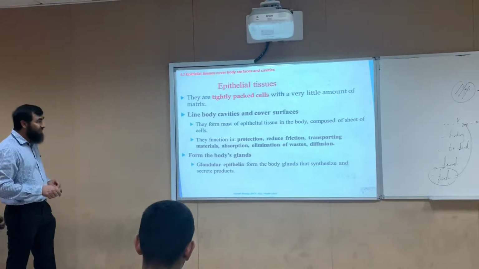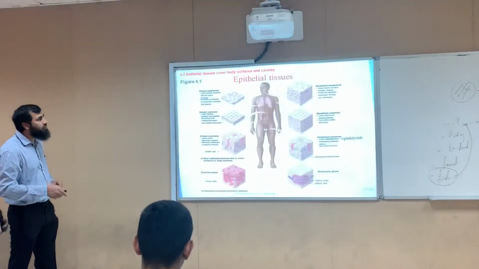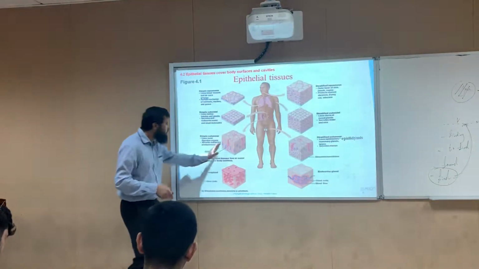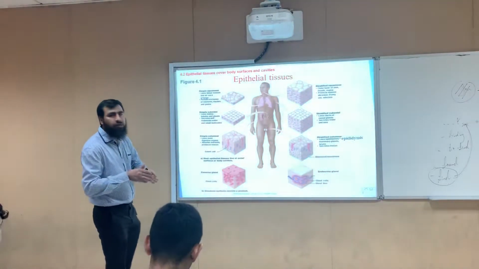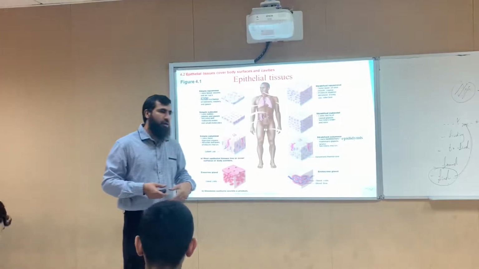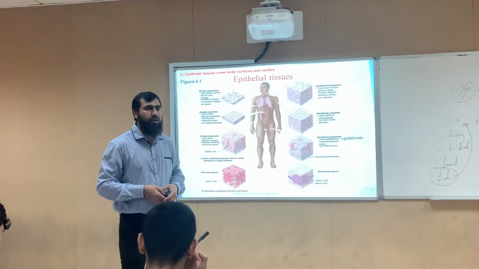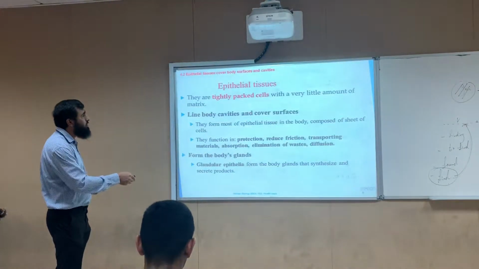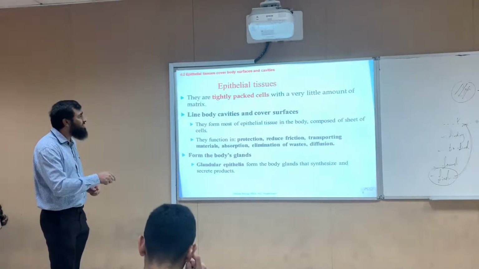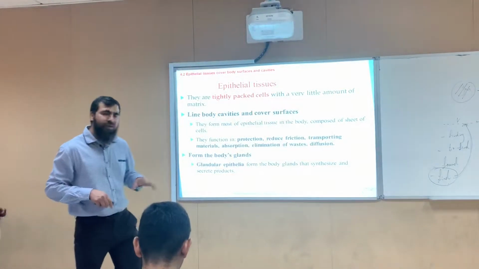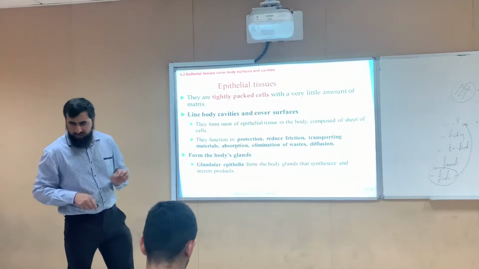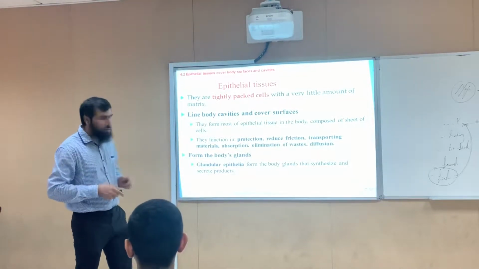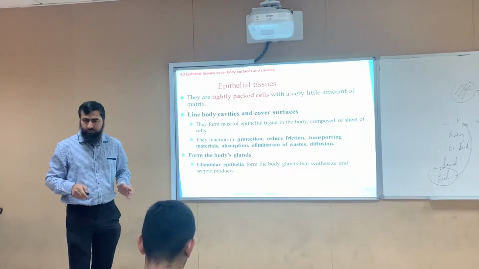So when we look at epithelial tissue, we find that it's very tightly packed. You see there's very little room between the cells. So epithelial tissue is tightly packed together. When we look at some other tissues, like bone or blood, the cells are not tightly packed, they are far apart. In epithelial tissue, they're very tightly packed and there's not much extracellular matrix. You find very little extracellular matrix because the cells are so tightly packed. There's not much space for extracellular matrix.